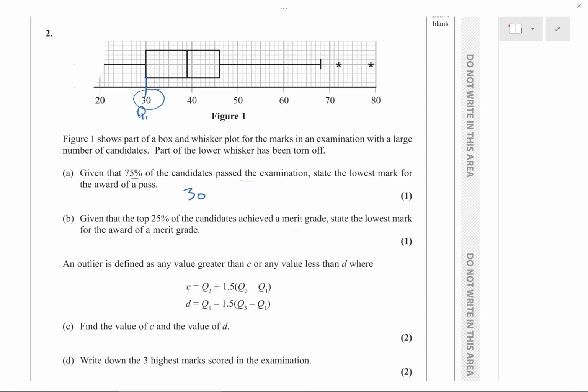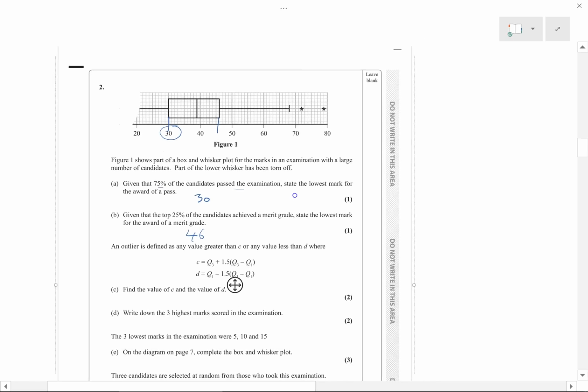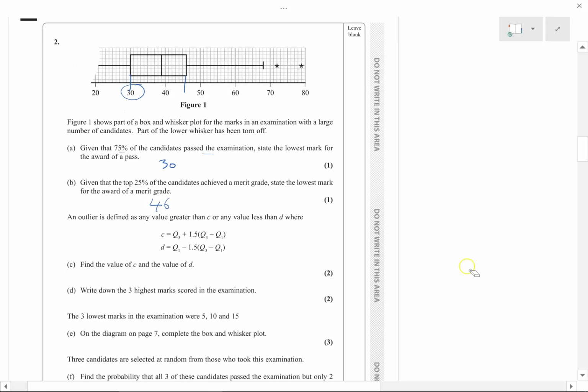Okay, so the next question is, given that 25% achieved a merit mark, state the lowest mark for the award for merit. Well, same thing. It's 46 because we've got 25% being greater than the upper quartile by definition. Then it says an outlier. It's about outliers again. They've given this definition of outliers. Sometimes this number gets changed to 2 or even 1 sometimes, but the idea is the same.